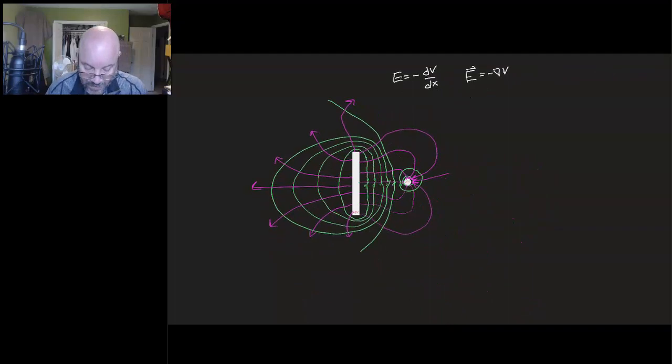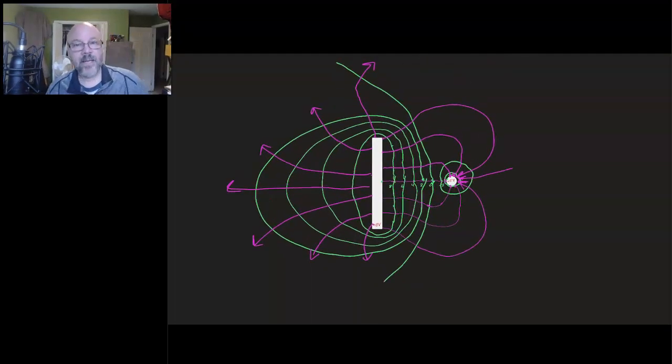Okay. So now what I've got is a nice little picture of my equipotential surfaces and my field lines. Again, the ones with the arrows are the field lines and the others are the equipotential surfaces. That's their voltage. Okay. Just like that. All right.